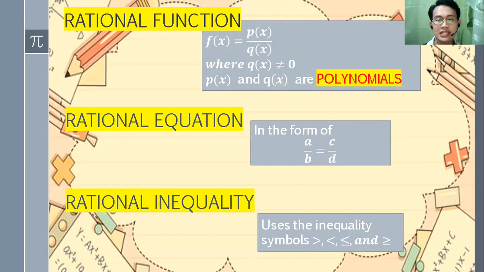A rational equation is in the form of a over b is equal to c over d. A rational inequality uses the inequality symbols greater than, less than, less than or equal to, and greater than or equal to.